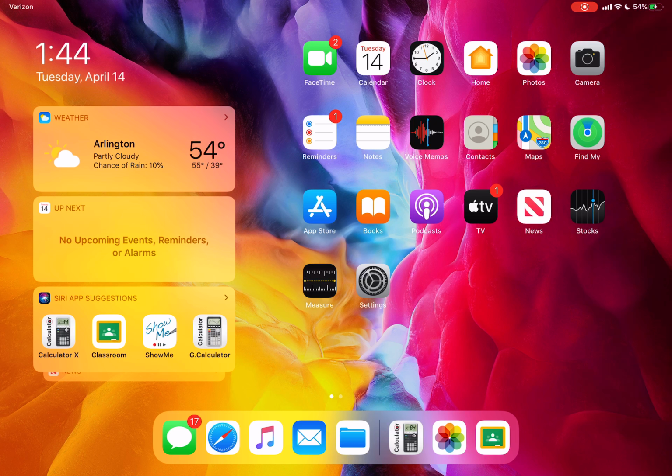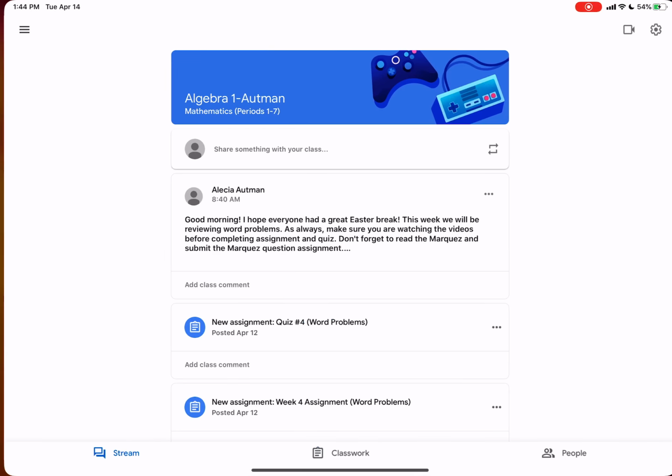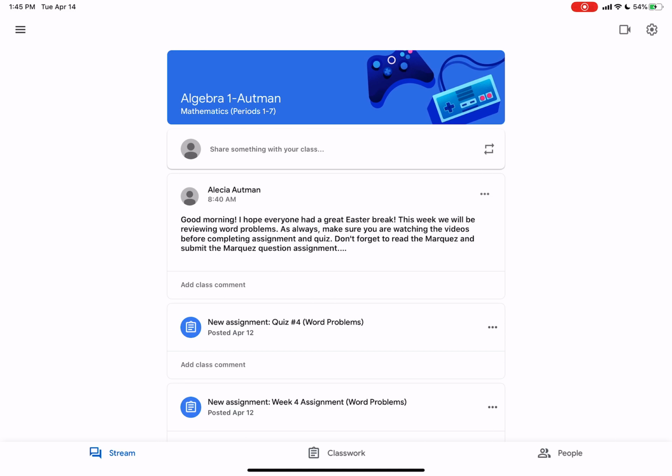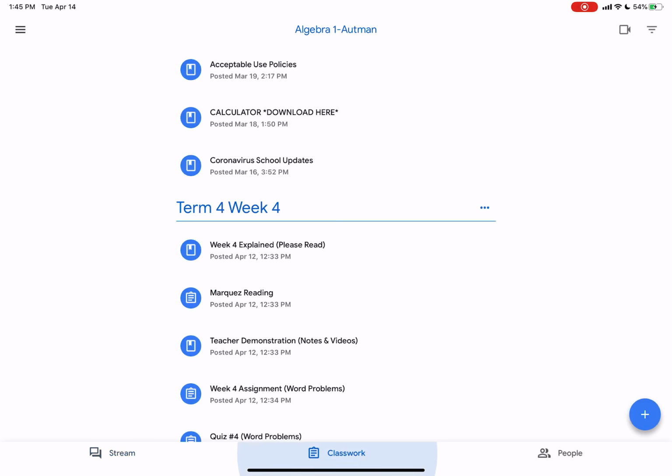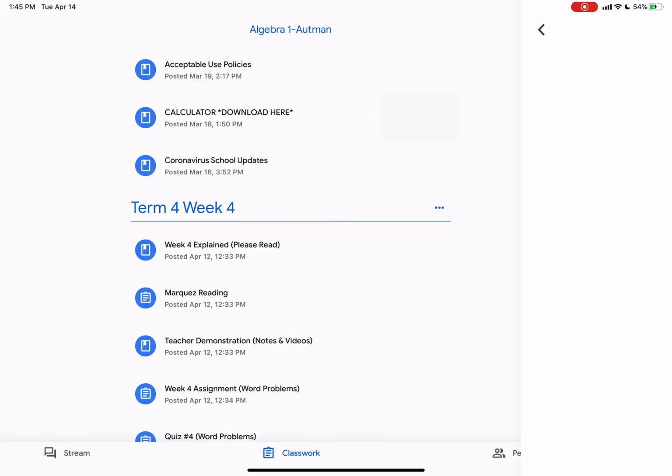First, you want to open up your Google Classroom app. From there, you want to open up our class, and at the bottom, you want to press classwork. At the very top, under acceptable use policies, you should see calculator download here. You want to press that.